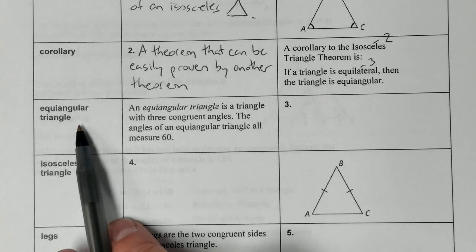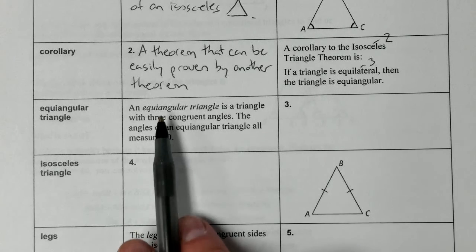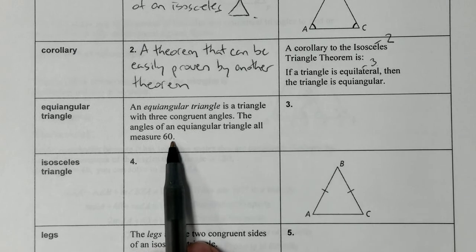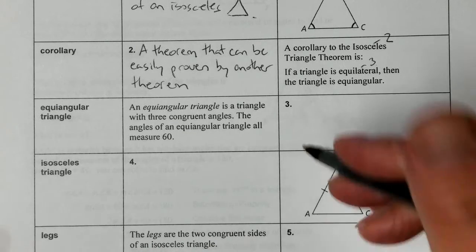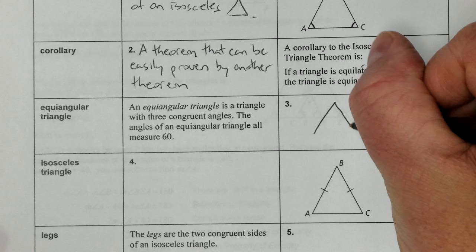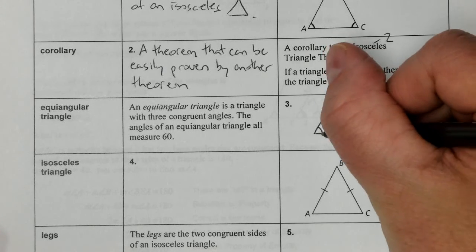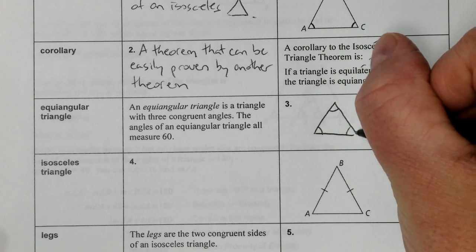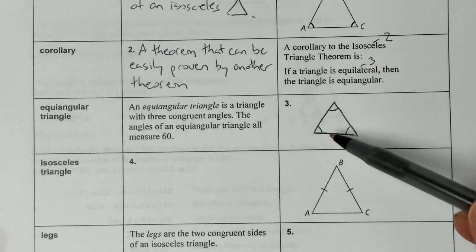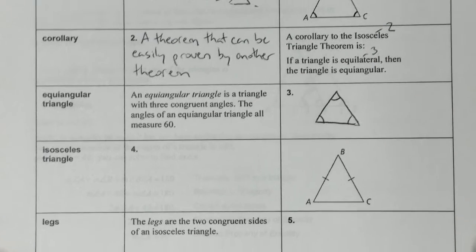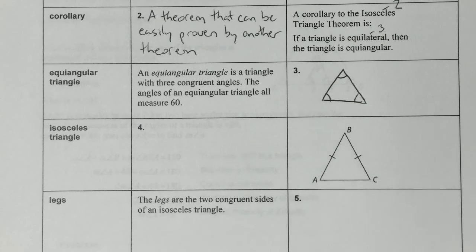Okay, the next one is the equiangular triangle, and so that's when you have all angles 60, and they want you to draw a figure for this, and then just mark all these with the same angle mark. So if you want to do all of them with 1 mark or all of them with 2 marks, that's fine, and they're 60 degrees.